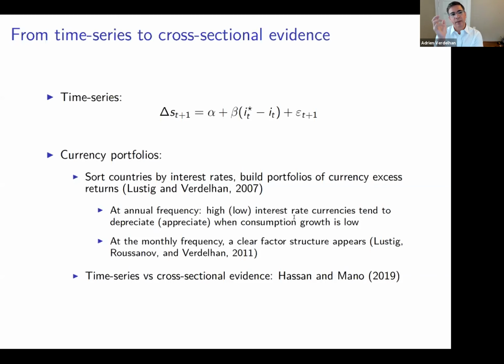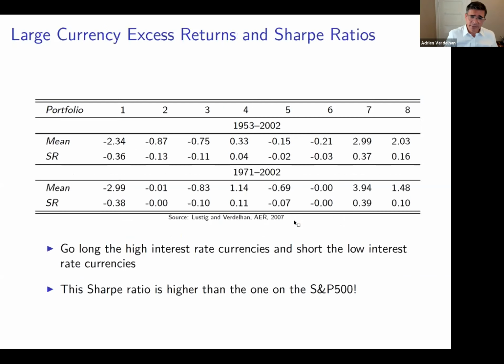And then we moved to higher frequencies, and there actually a clear factor structure appears. I'll show you that. There's a very interesting paper by Hassan and Mano in the QJE that shows you the link between the time series and cross-sectional. I'm going to go fast here. So this is the first evidence we had. It shows you how old we are, because the sample stops in 2002.